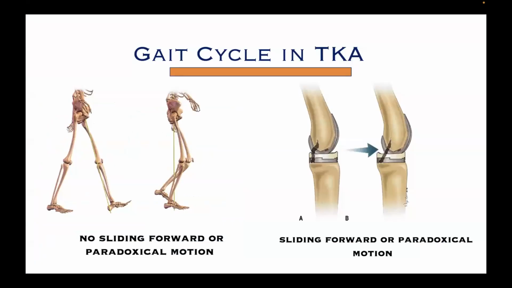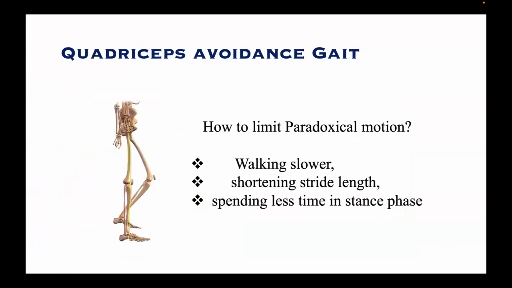When we discuss paradoxical motion, in a normal knee there is no sliding forward, or paradoxical motion. But especially in a CR knee, there is something known as paradoxical motion, because the PCL becomes tight only in flexion. So when the patient is walking and doing activities that involve lesser degrees of knee flexion, some paradoxical motion occurs in such designs.